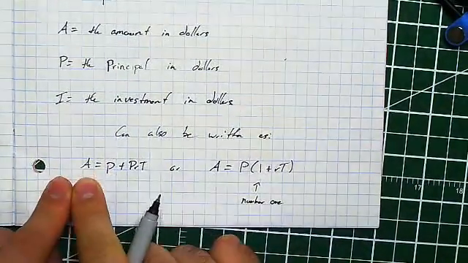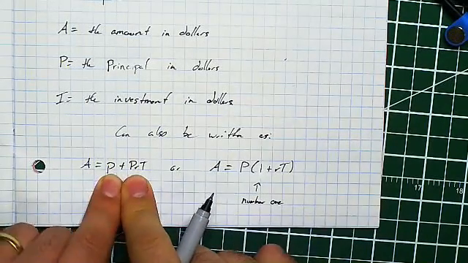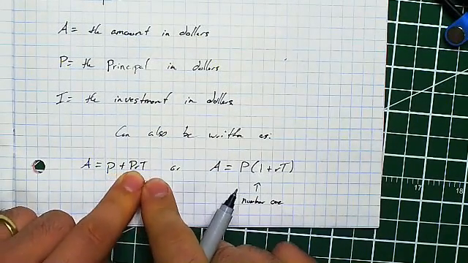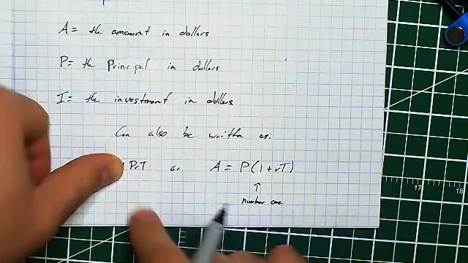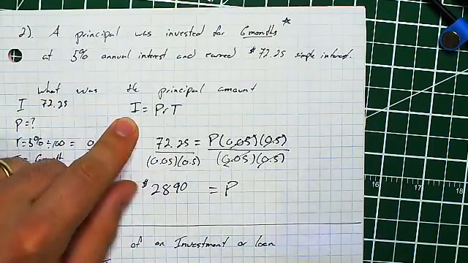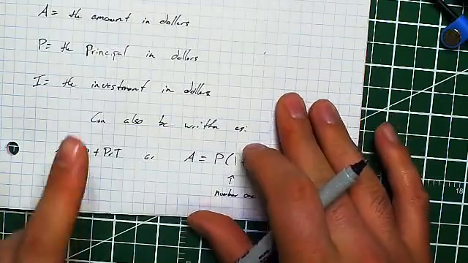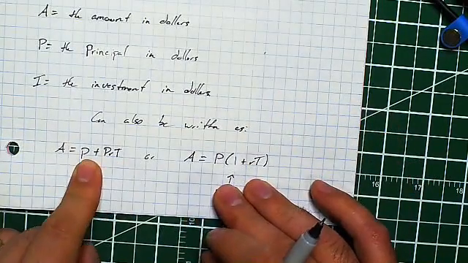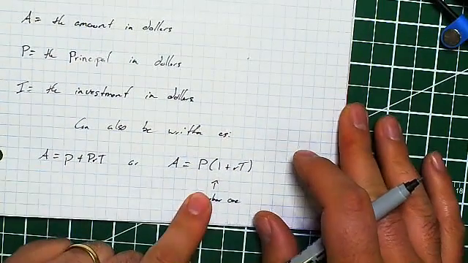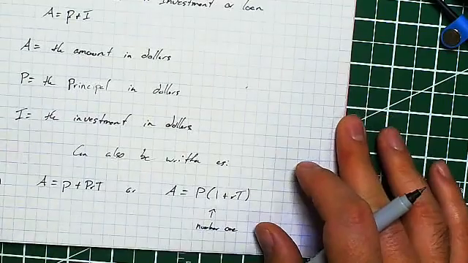More useful formulas are these two. Basically, it's going to be the amount equals your principal plus your principal times your rate times your time. You'll notice that PRT is really just your interest. So these two are just saying, hey, calculate the interest and then add your principal to it to get the total.